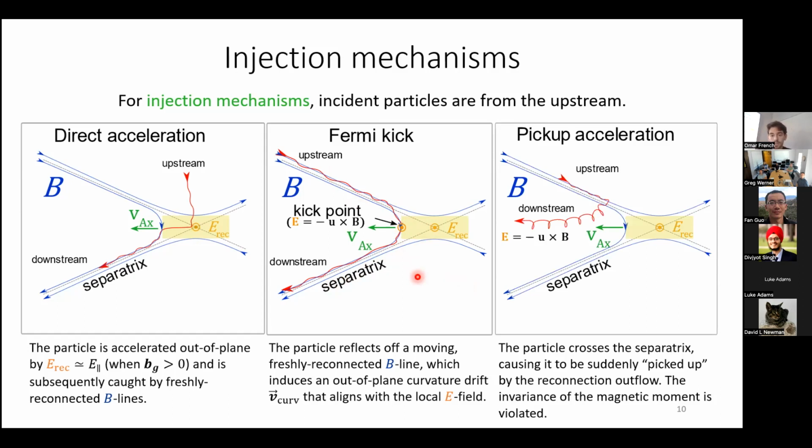Third, we're considering the pickup process, in which a particle directly enters the downstream, crossing over a separatrix. This process is different in the sense that the magnetic moment, which is typically an adiabatic invariant if the magnetic field is sufficiently slowly varying, is no longer invariant. The invariance of the magnetic moment is violated, and the particle gains significant perpendicular momentum. And this process is also caused by perpendicular electric fields, as we will see in a second.